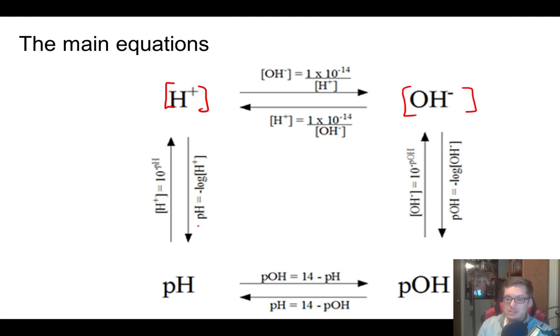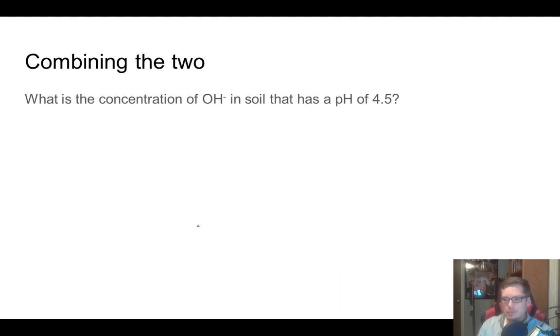The nice thing, as opposed to our stoichiometry maps, is that no matter what we do, these will always be 2 steps maximum. Okay, so combining the two formulas, we're going to do a couple of problems here. It says, what is the concentration of hydroxide in soil that has a pH of 4.5? So we're going from pH to the concentration of hydroxide.